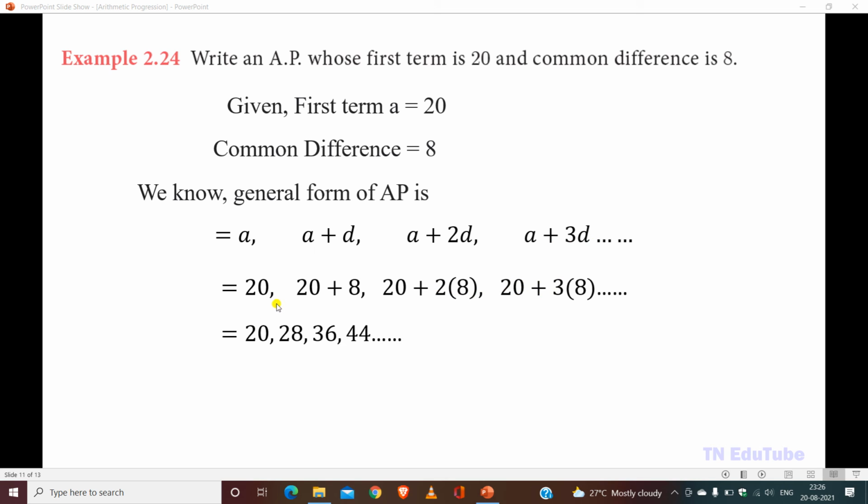So when you are adding, you get 20, 28. Here 8 2s are 16. 16 plus 20, 36. Like that 8 3s are 24. 24 plus 20, 44, etc. This is the AP whose first term is 20 and common difference is 8.